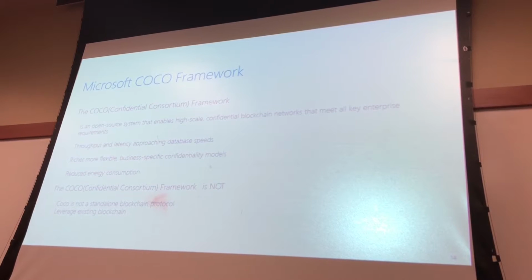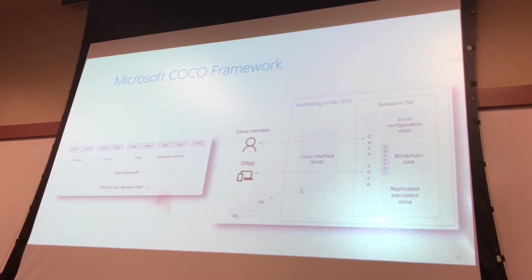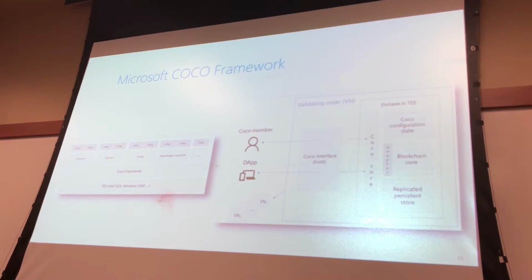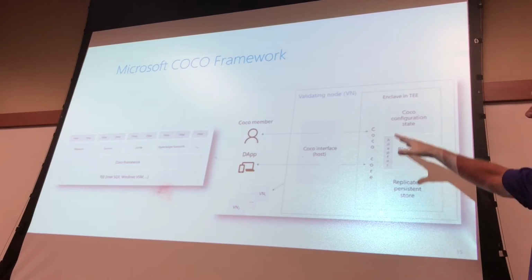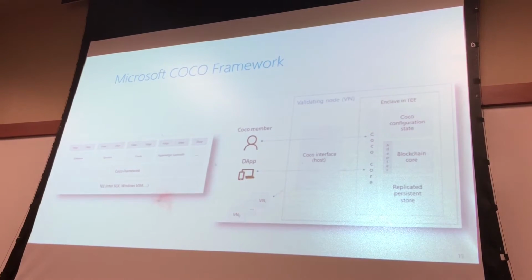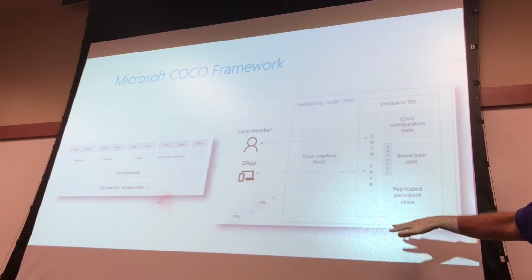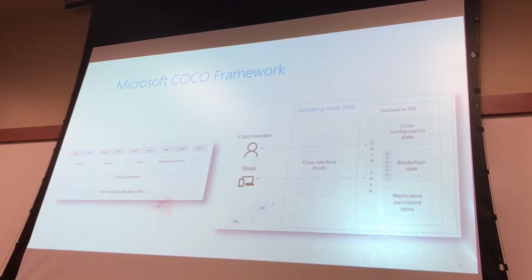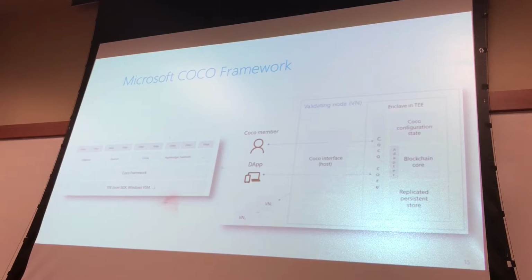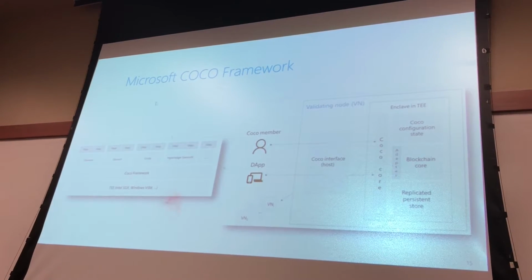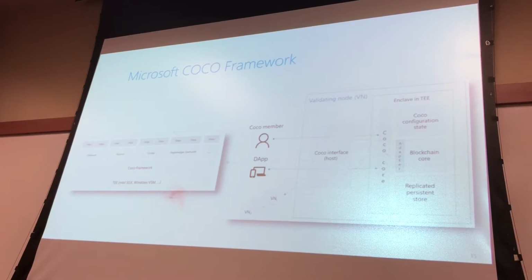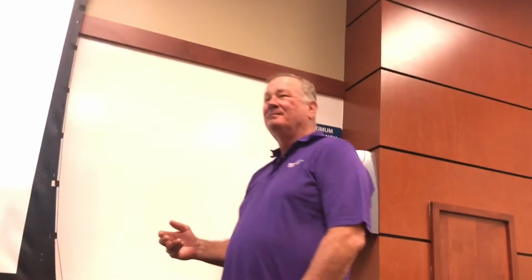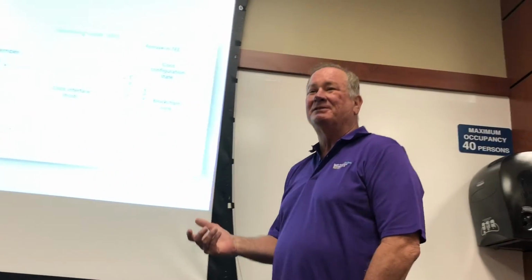Basically it's extending how you work with blockchain, taking that immutable, verifiable ledger that you know is going to be there and is going to be right, and adding different levels to it. So you've got the blockchain core, a configuration state, and a persistent store, and it communicates through TEE. Anybody heard of TEE? This is how the verification occurs. Trusted Execution Environment. Trusted execution environments are built into the hardware, and you have physical control over it.